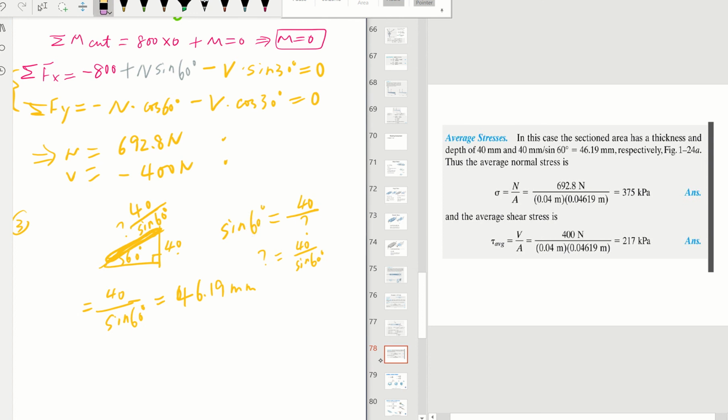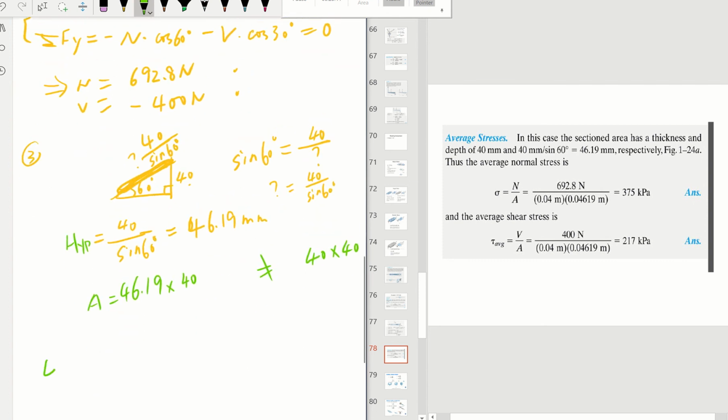I'm going to erase this. This is not an area. This is my hypotenuse. So the area will be this hypotenuse, 46.19, times the depth, which is 40. That's my area. That is not equal to 40 times 40, right? So the surface area has increased when you have a slanted surface. So knowing that, we're ready to put everything together in the last step.